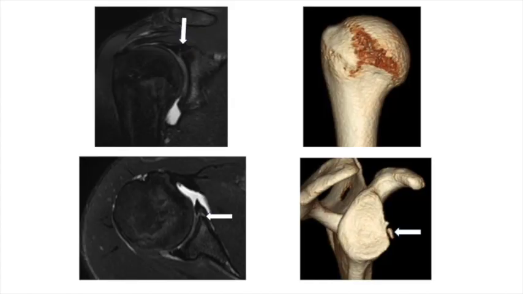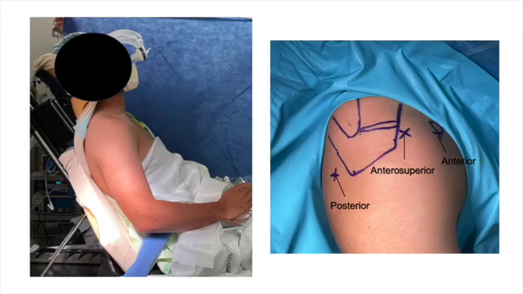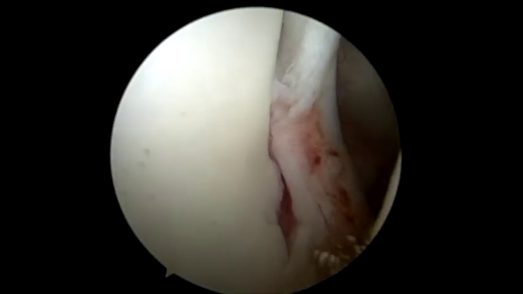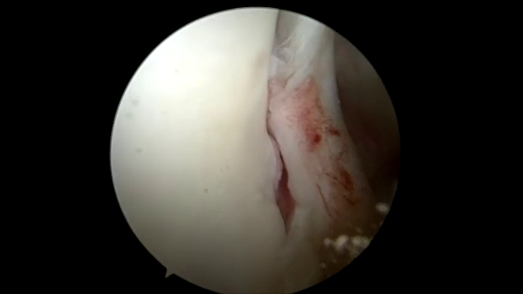MRI showed a type 2 SLAP lesion and a Bankart lesion. 3D CT showed a bony Bankart lesion. The patients undergo surgery in the beach chair position using a limb positioner. 3 standard portals are used: anterior, anterosuperior, and posterior. SLAP lesion and anterior capsulolabral lesion are observed.